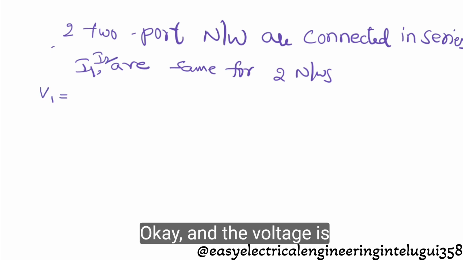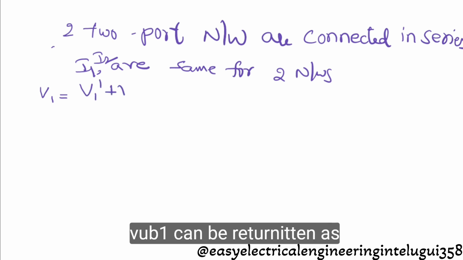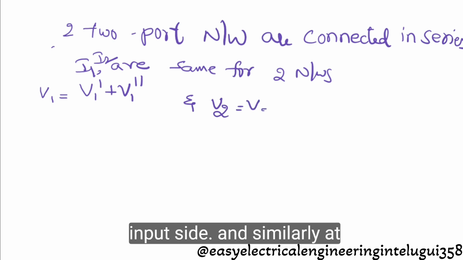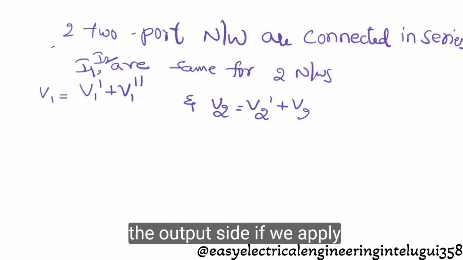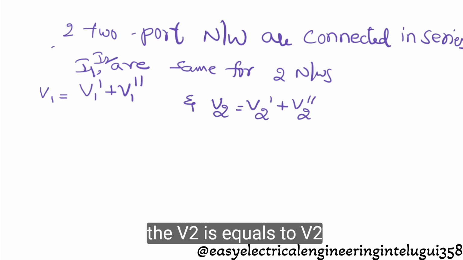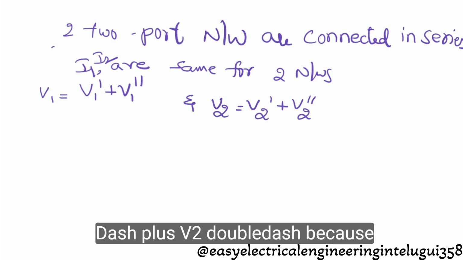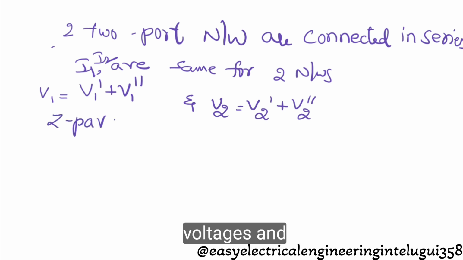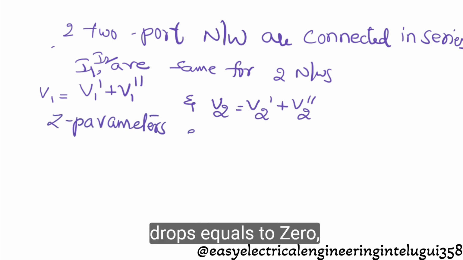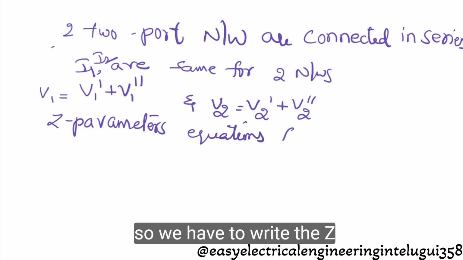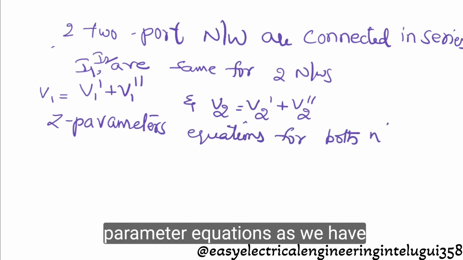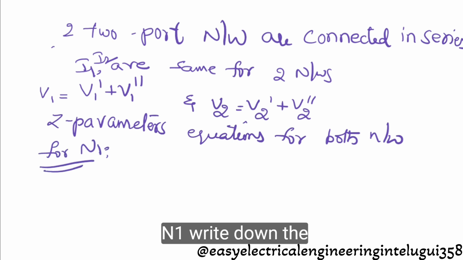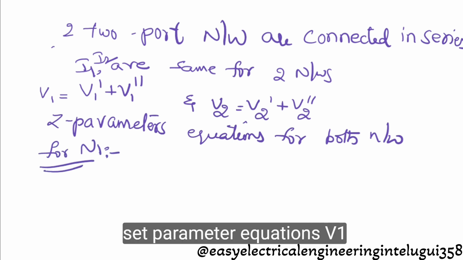The voltage V1 can be written as V1 dash plus V1 double dash by applying KVL at the input side, and similarly at the output side V2 is equal to V2 dash plus V2 double dash, because KVL states that the sum of voltage drops equals 0. So we have to write the Z parameter equations, as we have a change only in the voltages, not in the currents. So for network N1, write down the Z parameter equations.